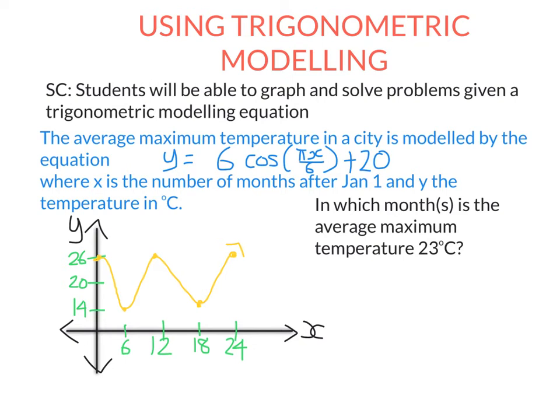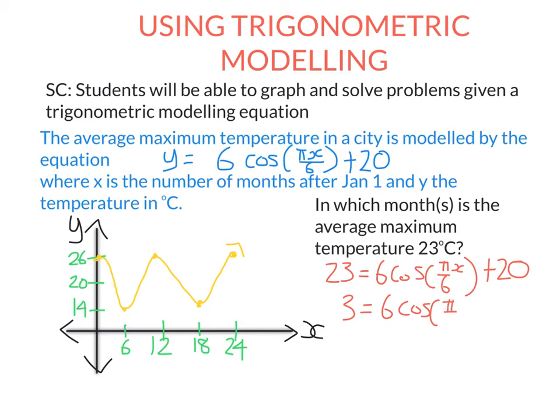So let's answer this question here. In which months is the average maximum temperature 23 degrees? The average maximum temperature is y, because we're talking average maximum temperature. So all I do is substitute in y equals 23 into this equation here. You've had some experience solving equations like this. The first thing I'm going to do is subtract 20 from each side. Then I'm left with 3 equals 6 cos pi on 6x. I now divide each side by 6.